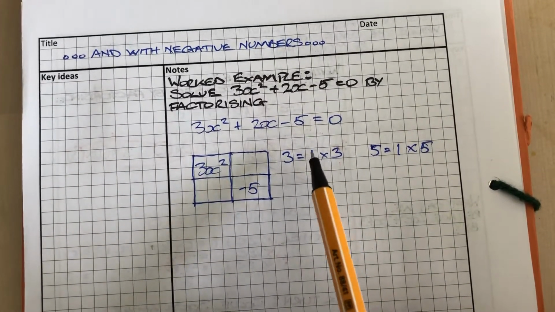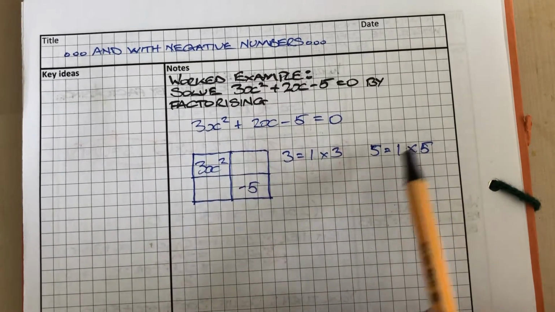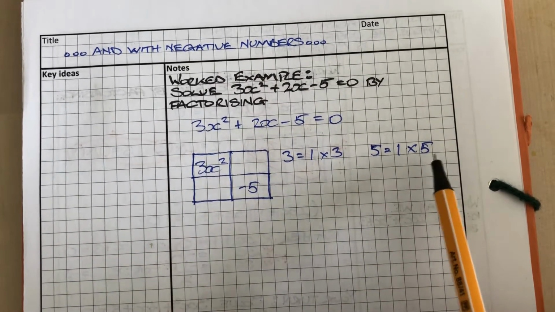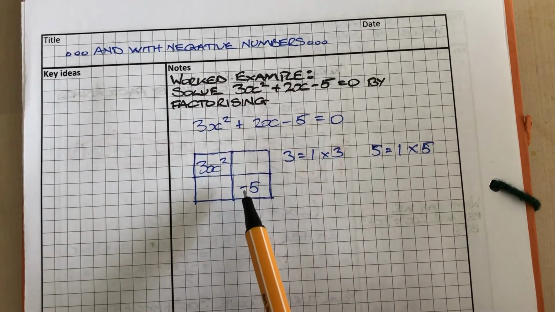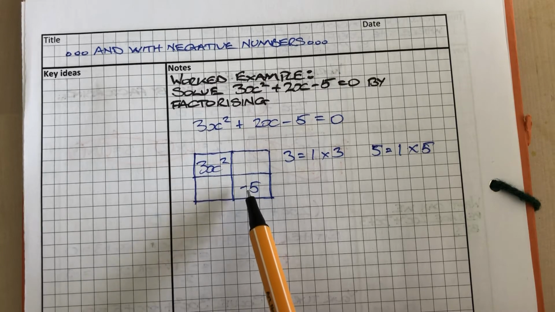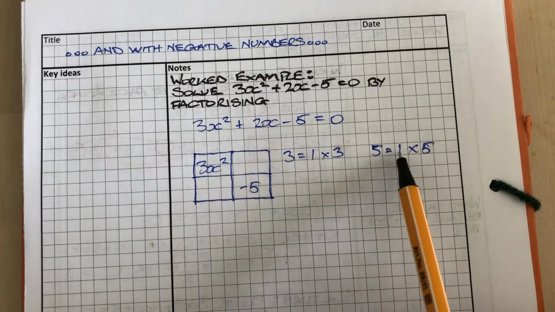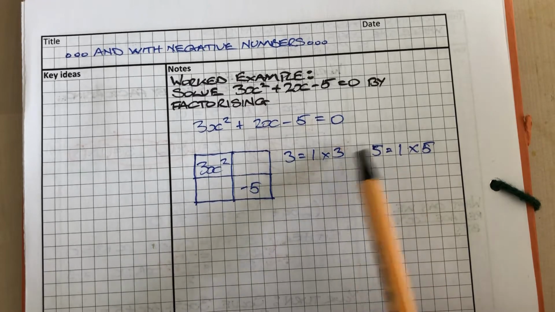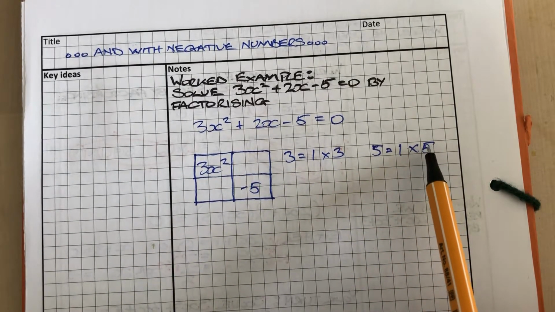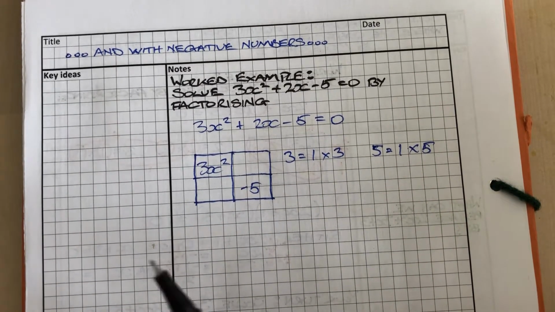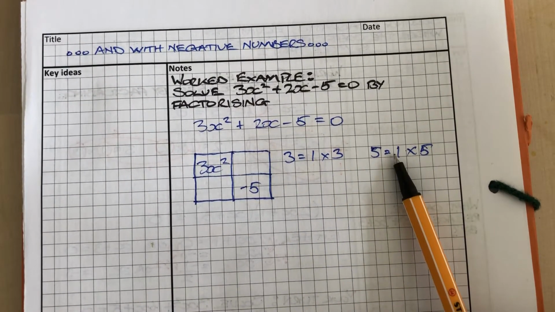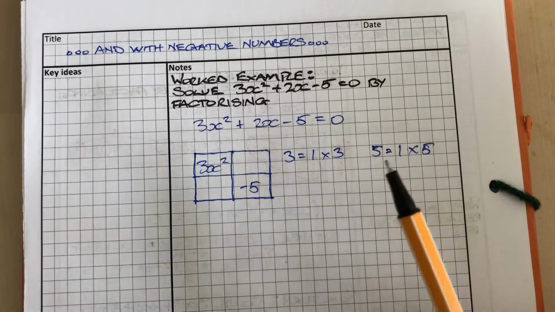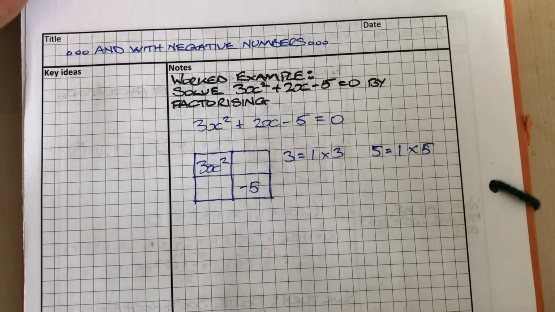Now, I need again to pair numbers from here with numbers from here. This time, instead of adding to make the middle number, they're going to subtract to make the middle number. So it might be 1 times 1, which is 1, and 3 times 5, which is 15, and then a subtraction. 15 take away 1 is 14. No, it's not that. Or it might be 1 times 5 is 5, and 3 times 1 is 3. 5 take away 3 makes 2. Yes, it's that.